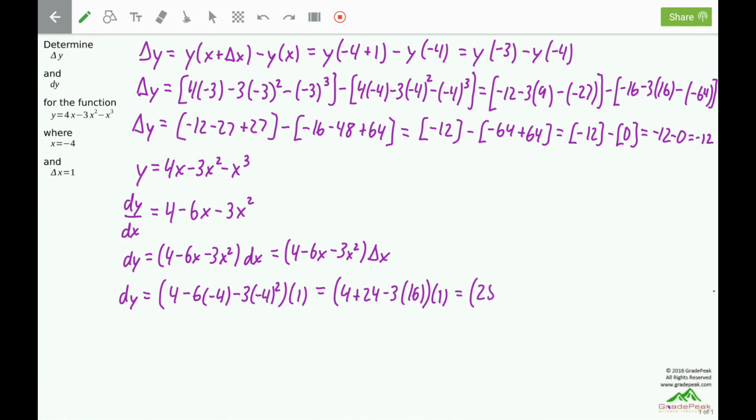4 plus 24 is 28. Minus 3 times 16 is a minus 48. And then times 1. 28 minus 48 is a negative 20. Times 1. Negative 20 times 1 is negative 20.